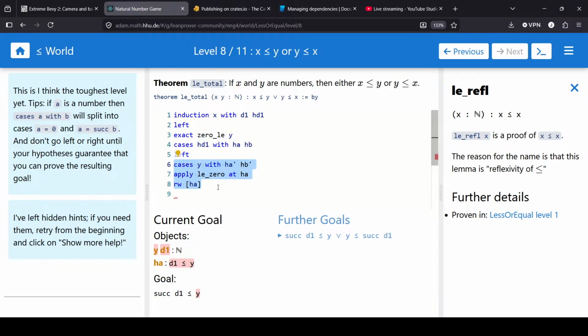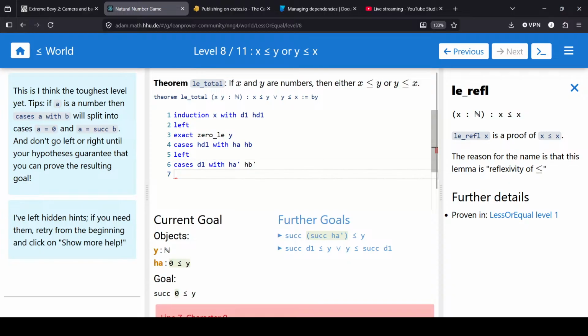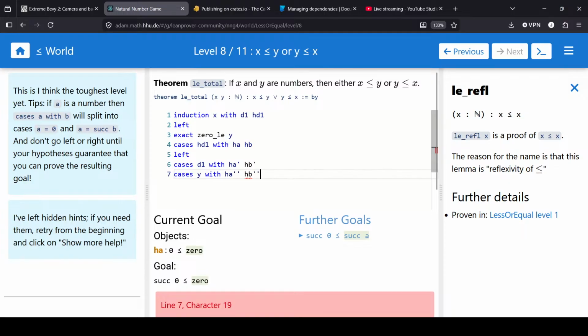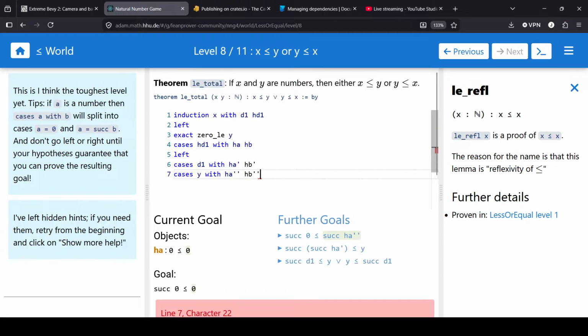What did I do? I did a cases with Y. Maybe I wanted cases with D1 instead. But suck 0 less than or equal to Y, I can't prove that either. Do I need to do cases Y as well? But no, because I can't prove suck 0 is less than or equal to 0. That's not possible. So no, it's not that.